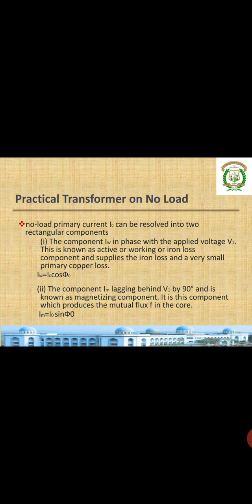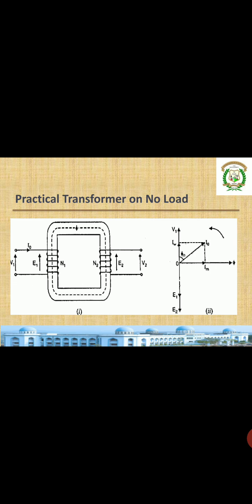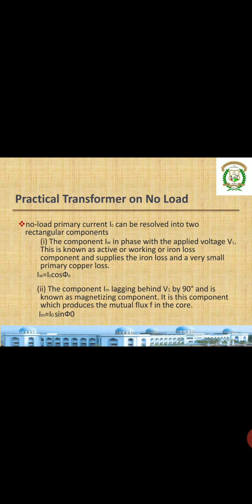As we know, without connecting any load, the primary will draw a current I naught. This I naught, the primary current, can be resolved into two rectangular components, one horizontal and one vertical. You can see it clearly in this figure. One is Iw, another one is Im. The phasor sum of both Iw and Im is taken as I naught. What exactly are Iw and Im?